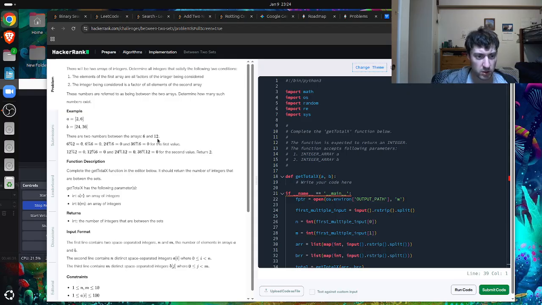Six modulo 2 and 6 modulo 6 is 0. 24 modulo 6 is 0. 36 modulo 6 is 0 for the first value.